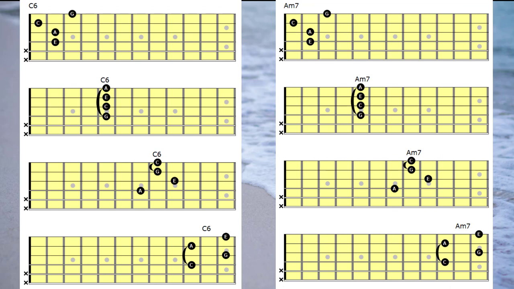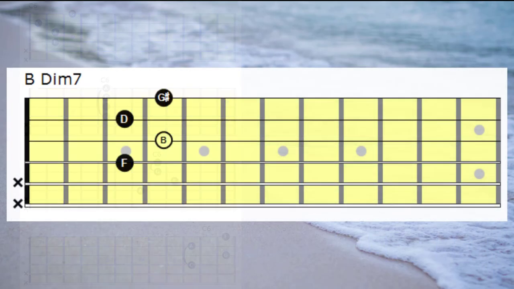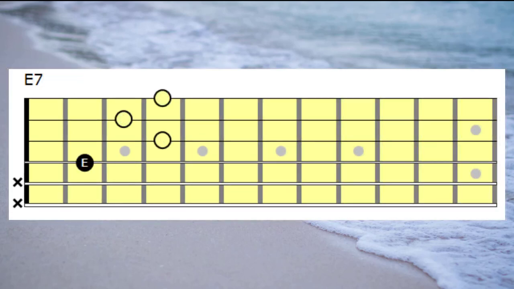Now let's turn our attention to the B diminished chord. If you recall in our last session, we said that if we lowered any note in the diminished chord shape by one fret, we would end up with the dominant 7th chord. So if I go to the F note on string 4 at the 3rd fret, if I lower it back one fret, I end up with an E dominant 7th chord.